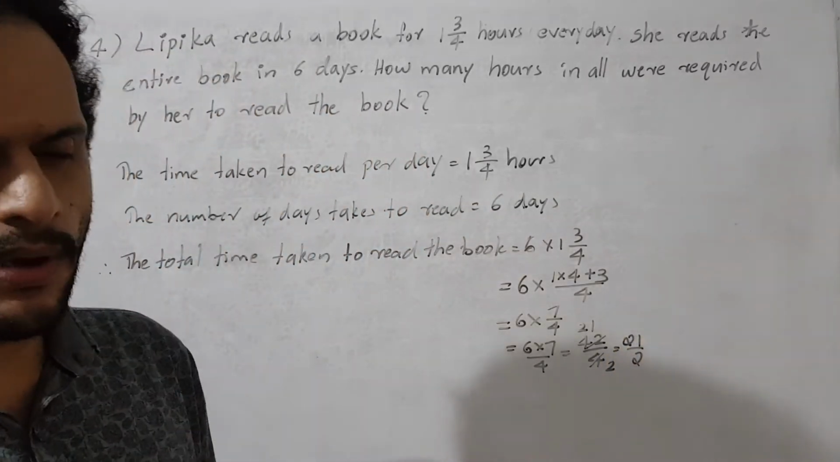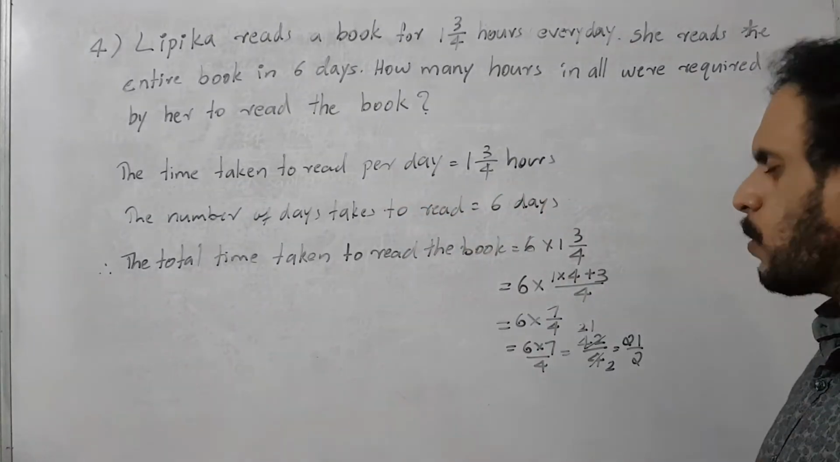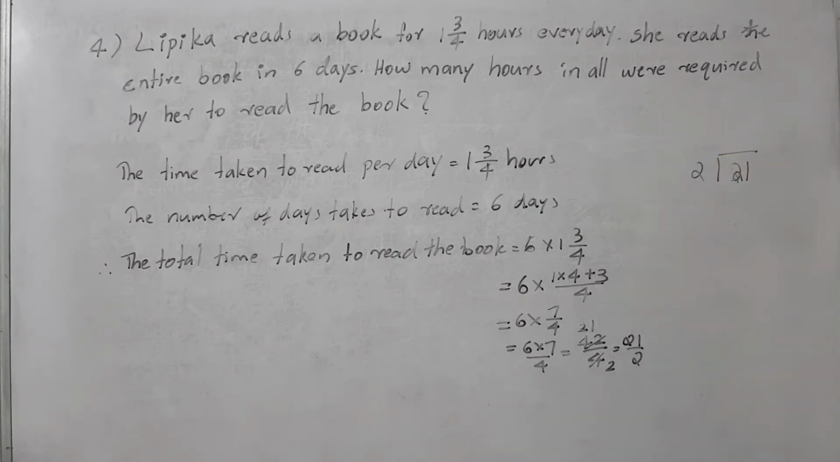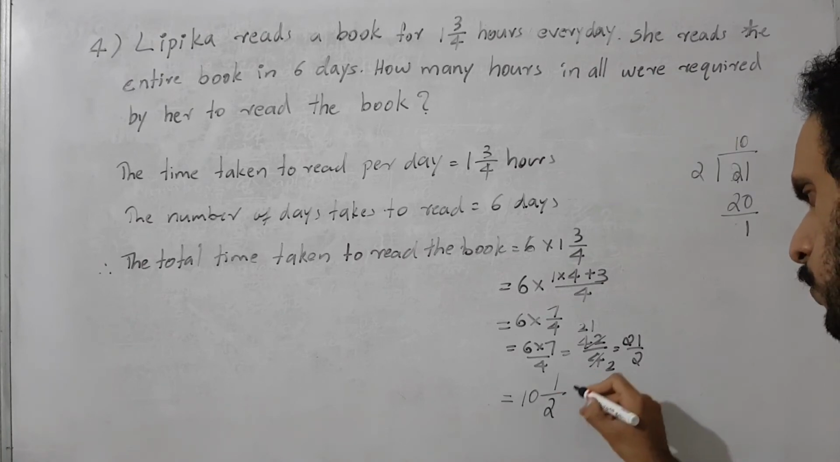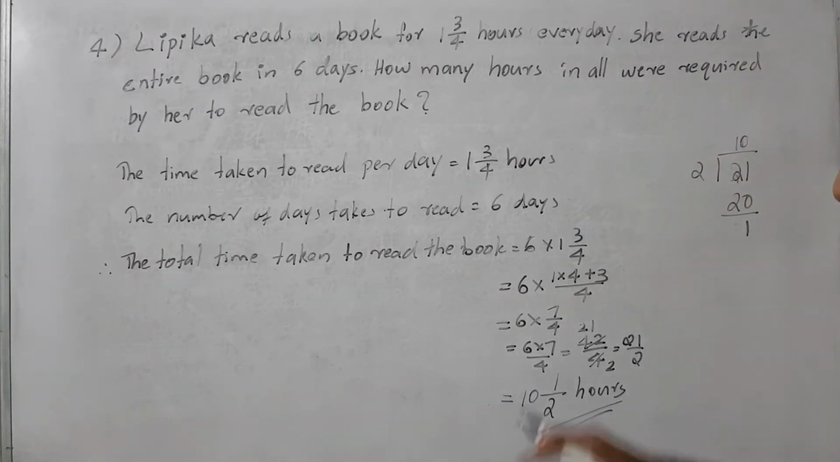Then here we are writing the hours. We need to write the hours, so we convert 21 by 2 into a mixed fraction. Then we divide 21 by 2. How many times? 10 times, and the remainder is 1. So how to write? It is equal to first the quotient, 10 1 by 2 hours. Then what is the total time taken in 6 days? That is 10 1 by 2 hours.